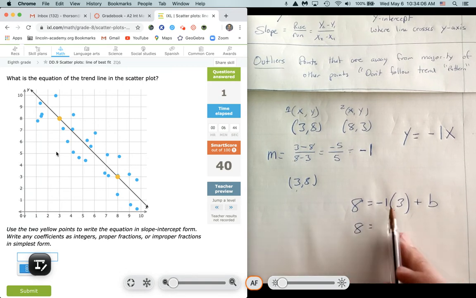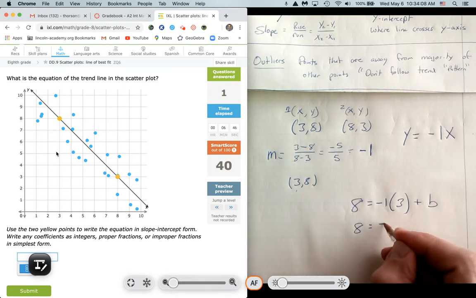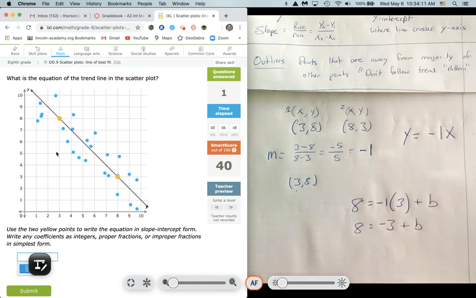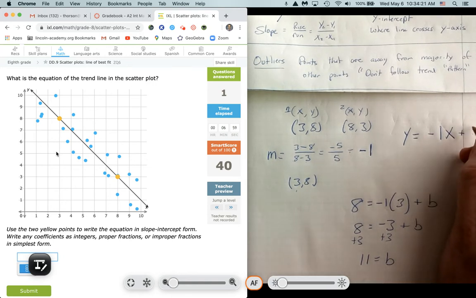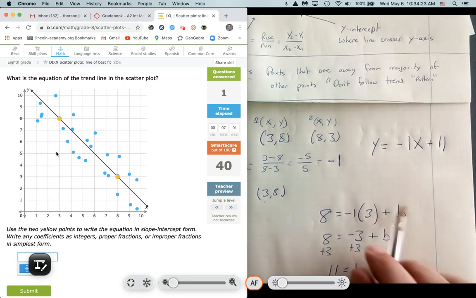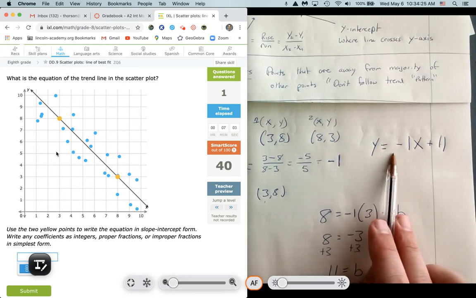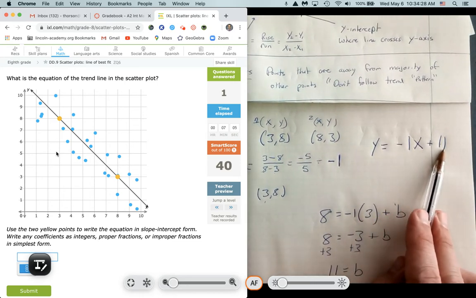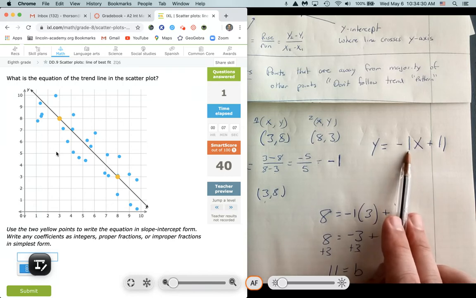8 equals, well, negative 1 times 3 is negative 3 plus b. I'm going to add my 3 to both sides, and I get a b value of 11. Since it's a positive 11, I'm going to come up here and write plus 11. So my equation is going to be y equals negative 1x plus 11. Now remember, you don't need to write the 1 in front of the x.